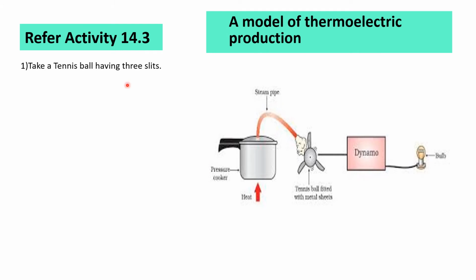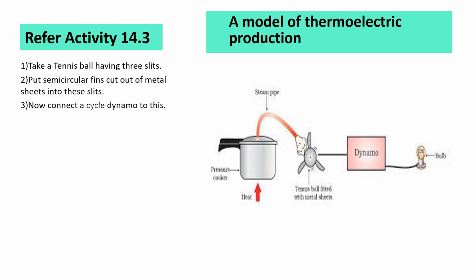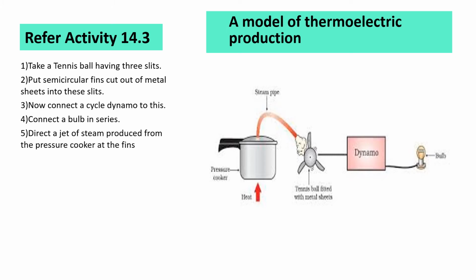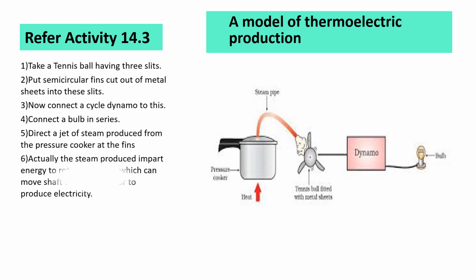So I've already told you that we have a tennis ball which has three slits. We are cutting fins out of a metal sheet and putting them into the slits. Now we're connecting a dynamo here. Then we're connecting a bulb in series. Now, if we supply heat here at the pressure cooker, heat would be developed from here.